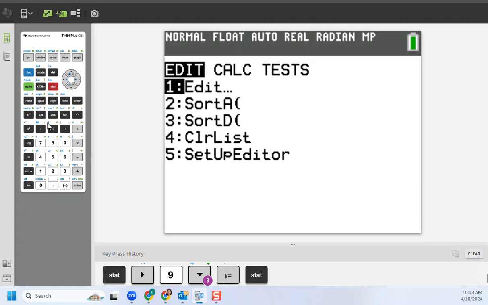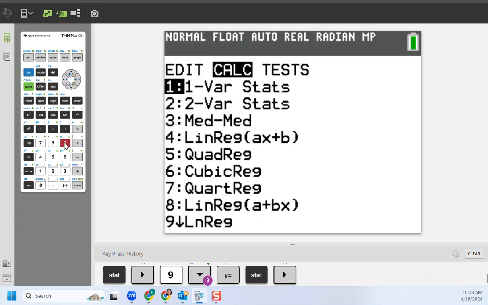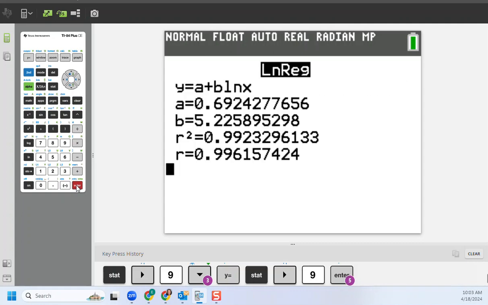I'm going to go back to stat and calculate in 9. And I'm just going to enter through the list since I can't find it right now. All right. And it has a value for a and b, and I'm going to need those to 3 sigfigs. So I'm going to write down on my paper, a equals 0.692, and b equals 5.23. And then I'm going to use the structure at the top, a plus b ln x. So it's going to be y equals 0.692 plus 5.23 ln x.